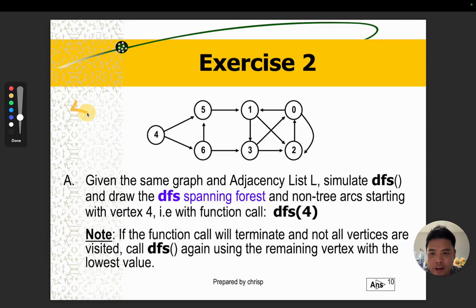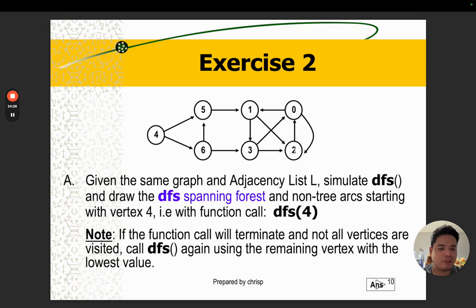I visited 4. I visited 5. I visited 1. Oh, I can't write. That's sad. Okay. I visited 4, 5, 1, 2, and I'm now at 0. What are the adjacent vertices to 0? That's 1 and 2. Did I already visit 1? I did, so I can't use 1. Did I visit 2? Yes, I did, so I can't visit 2 anymore. So that means my DFS stopped here.